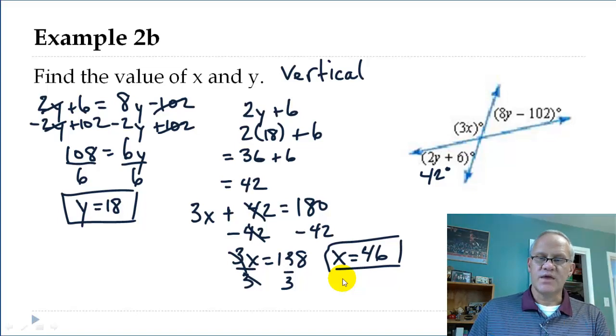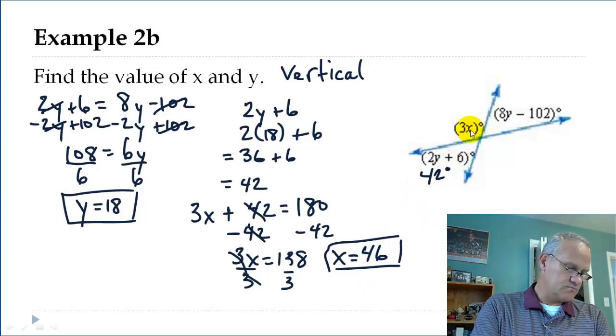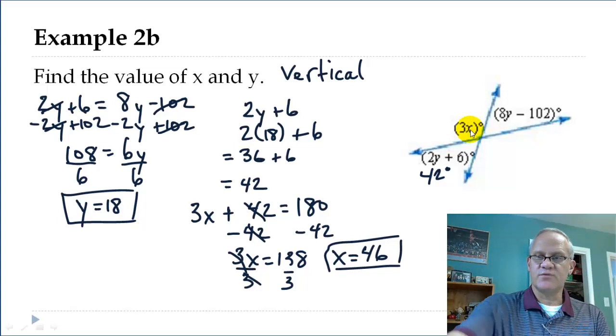Okay? And we could check this if we wanted to. If x is 46, we should be able to do what? 3 times 46, which is 138. And if I add 138 and 42, does that give me 180? Yeah, it does. So we're good. We got it. Okay? Great. Next one.